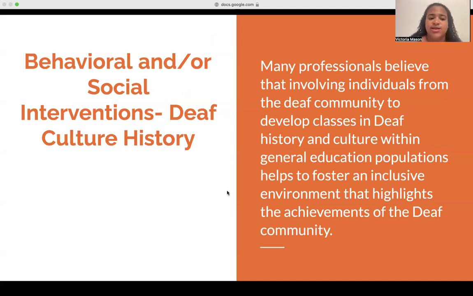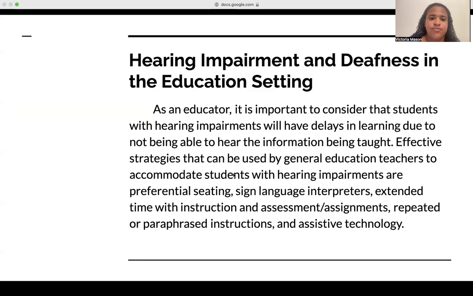Another intervention is having deaf culture and history within public school settings. Many professionals believe that involving individuals from the deaf community to develop classes in deaf history and culture within general education populations helps to foster an inclusive environment that highlights the achievements of the deaf community.